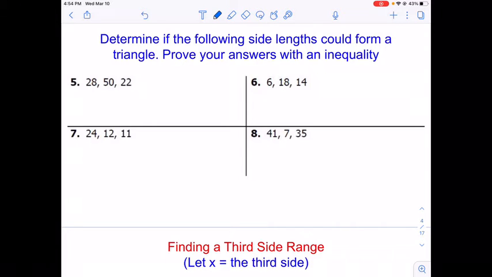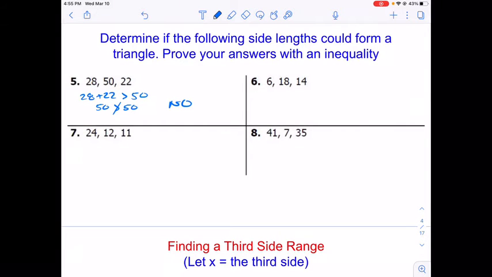All right, so we got a couple no's and a couple yeses. Let's see where those ended up. We take 28 plus 22. We're going to see, is it bigger than 50? Well, that gives us 50 exactly. Is that greater than? No, it's not. So the answer is no. There's not an equal to, so it will not make a triangle. It cannot be the same.